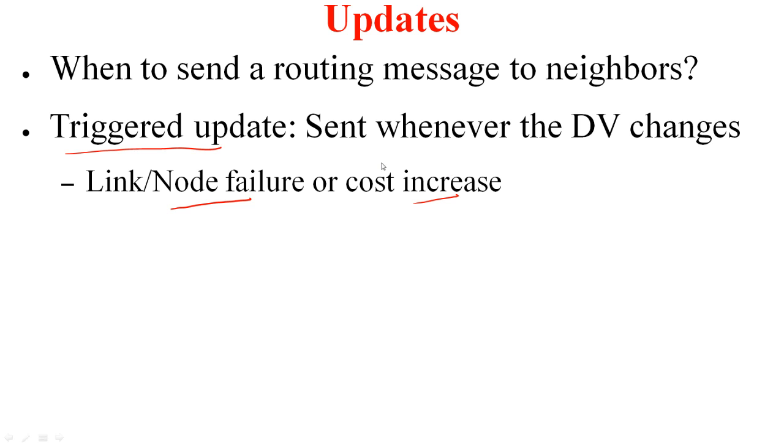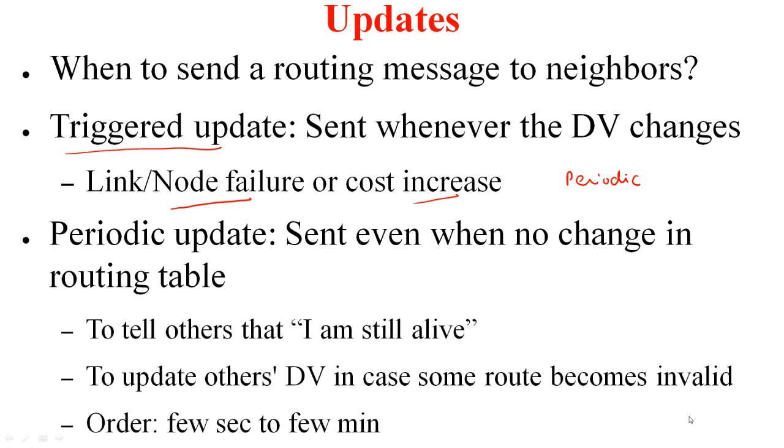But often a node also sends periodic updates even when the distance vector does not change. Why do you think this is needed? Well, for one, this informs the neighbors that this specific node is still alive. But for this, it is not necessary to include the routing information. More importantly, this is done to ensure others can find an alternate route if some route had become invalid. What do I mean by this? Let me give an example.